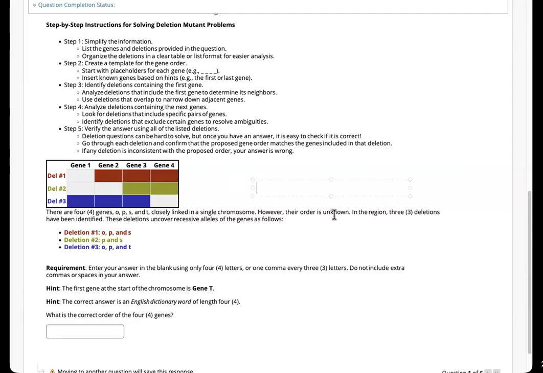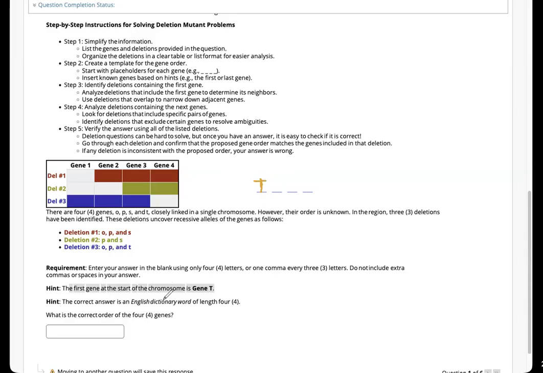So the first thing is we have 4 genes. On my sheet of scratch paper, I want to create 4 blanks to write down the gene letters. First of all, it tells us the first gene at the start of the chromosome is gene T. So I can write down T in the first spot, a little bit thicker line there. So our first letter is T.